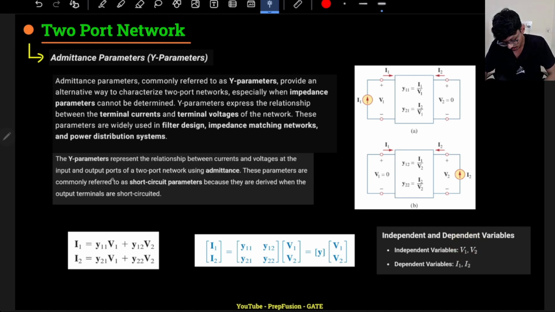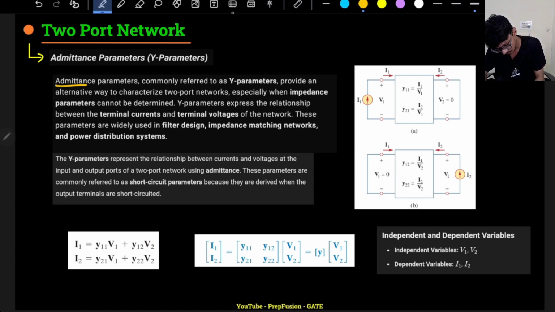So Y parameter is written over here. They are also known as admittance parameter. Why admittance? Admittance because their unit is in ohm inverse or Siemens. Their unit is in ohm inverse or Siemens. That's why they are called admittance parameter.